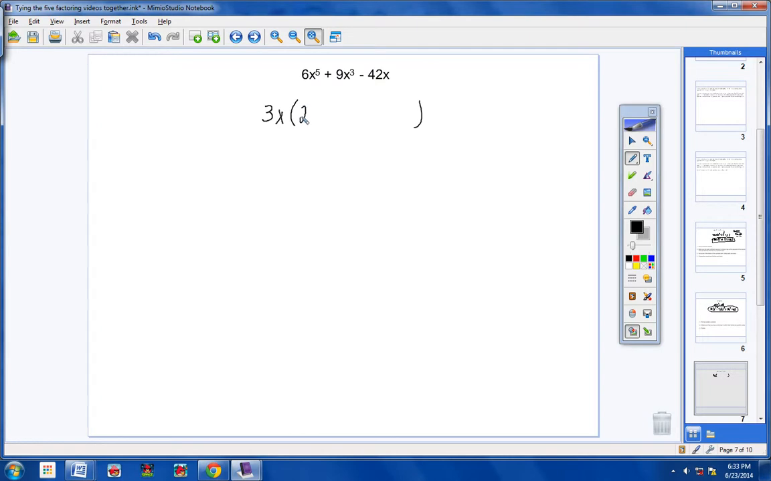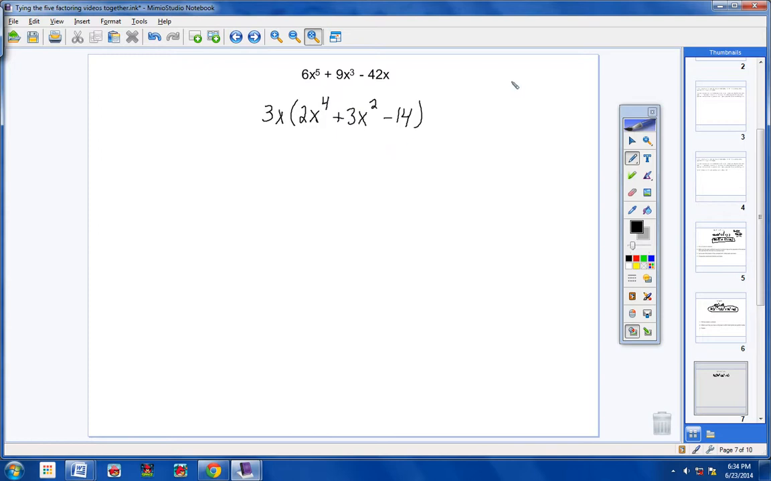Here I would put 2x to the fourth, because 3x times 2x to the fourth would be 6x to the fifth. Here I'm going to put 3x squared, because 3x times 3x squared would be 9x cubed. And then here I'm going to put a negative 14, because 3x times negative 14 would give me a negative 42x. There, I pulled out what's common.